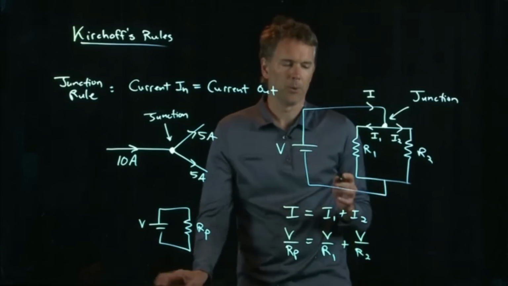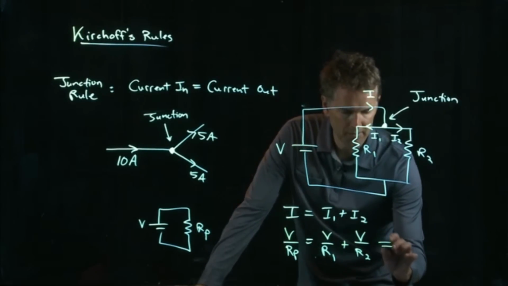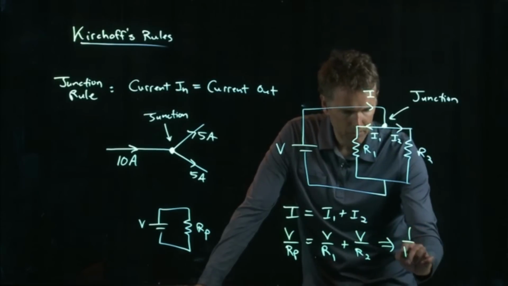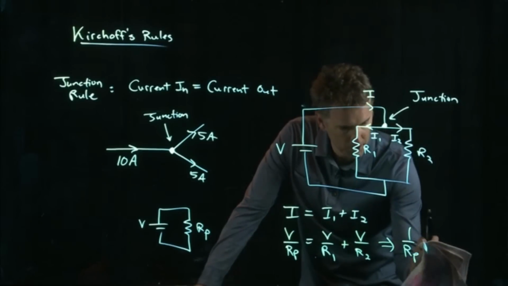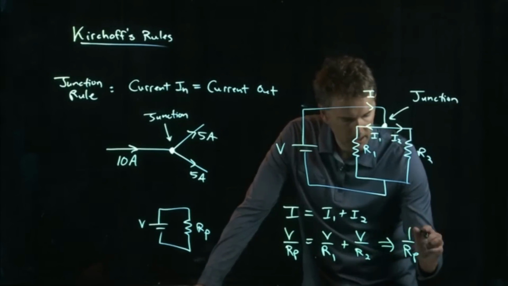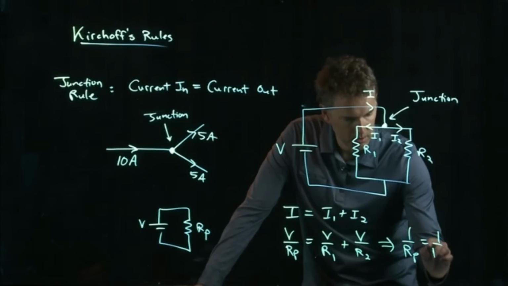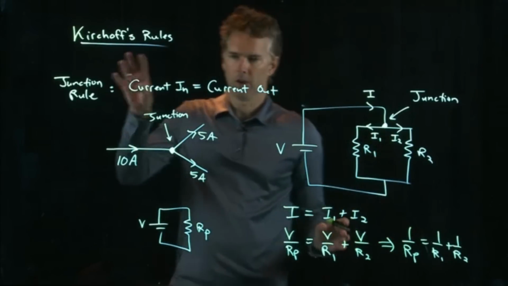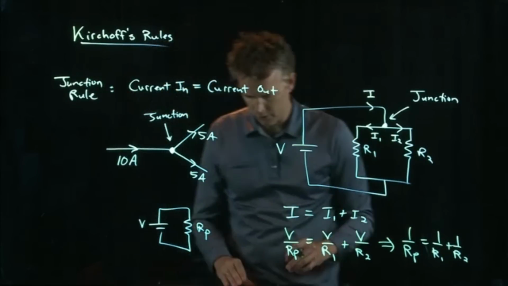Okay? And so this is what we were talking about earlier. We can cross out all the V's, they're all the same, and we get the parallel resistor rule, which says 1 over Rp equals 1 over R1 plus 1 over R2. Okay, this is a direct result of Kirchhoff's junction rule.